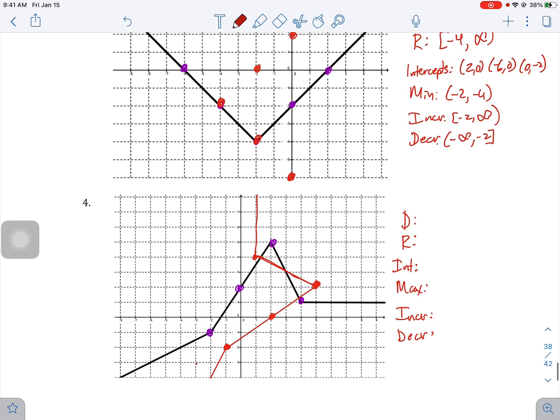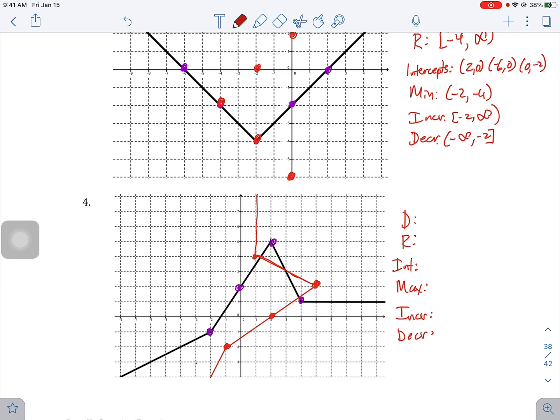Last one, domain. It's unrestricted. Range is unrestricted. Intercepts, well, actually that's not true. The range does bottom out. Yeah, the range here, if we look at it, we can see the range is going to go to 5. But the domain is unrestricted.